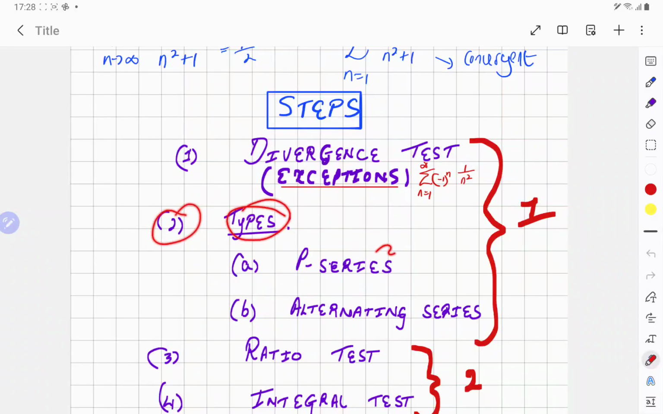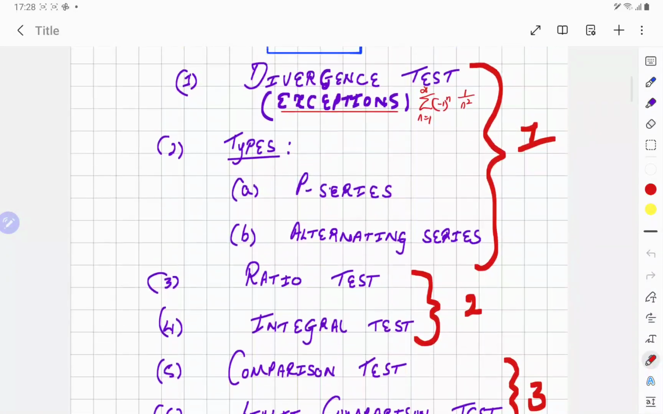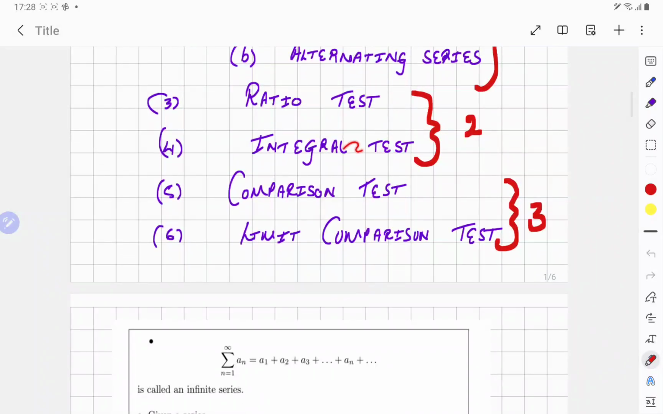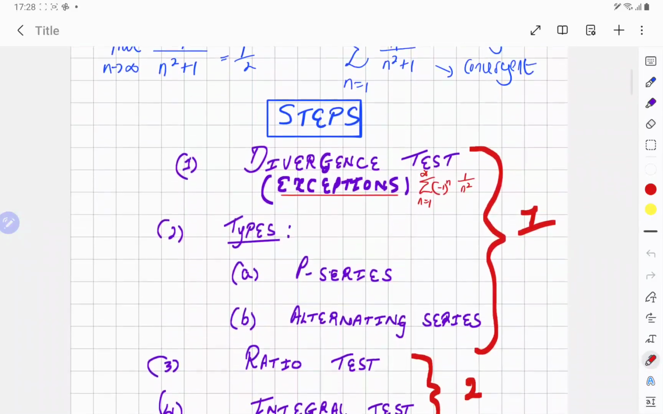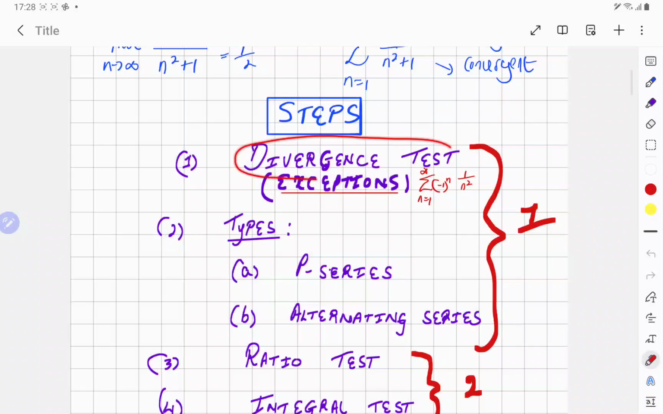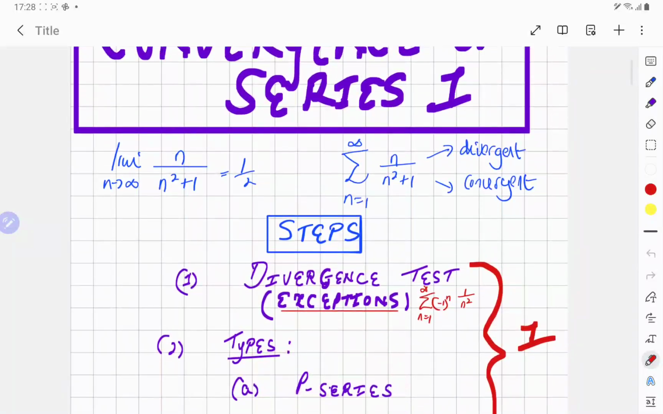Then we will, for instance, do the different types. Later on, we're going to do the ratio test and the integral test. And then much later in the third video, comparison and limit comparison. So in this video, we're going to focus on the divergence test, and then the 2 types, the P series and the alternating series. But just to make sure you understand why we are doing convergence of series.